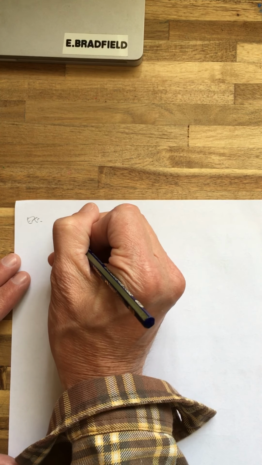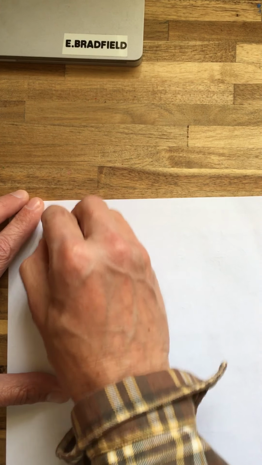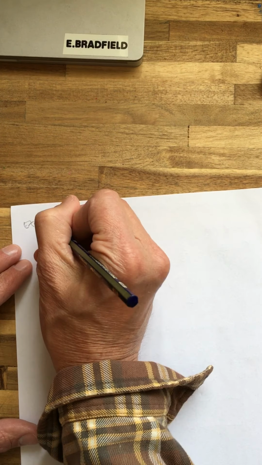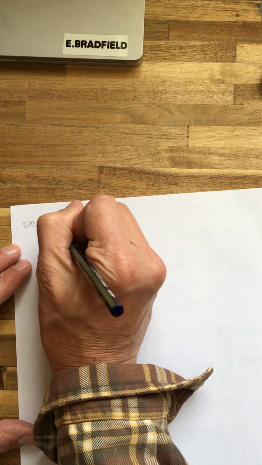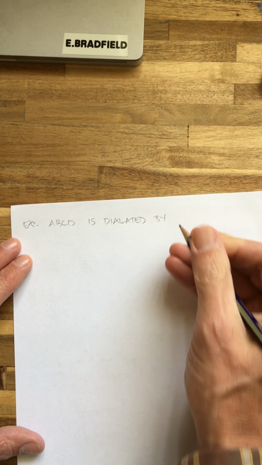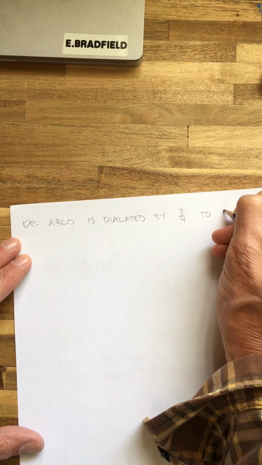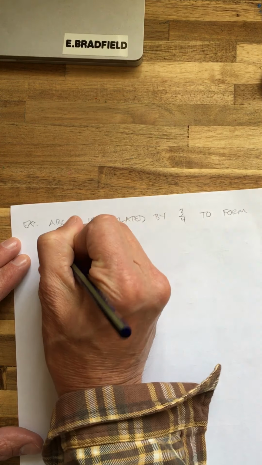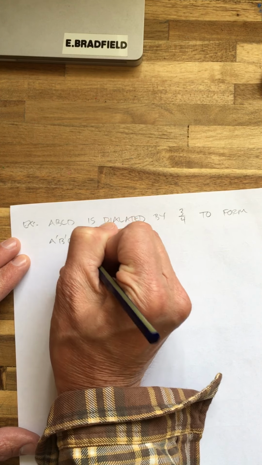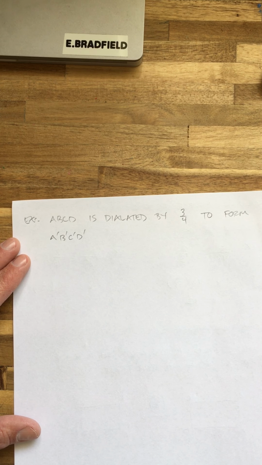Let's see. Figure, oops, let me write it down this way. Okay, so ABCD is dilated by 3/4 to form A prime, B prime, C prime, D prime, okay?